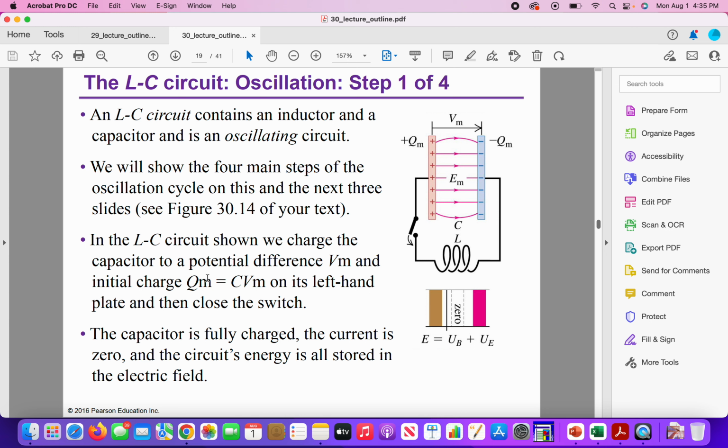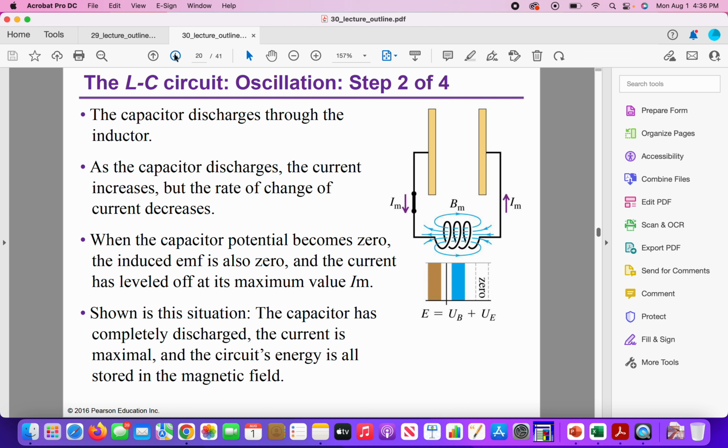Here I will say in the LC circuit, the initial charge on the capacitor is Q maximum equals C V maximum. We then close the switch, and the capacitor is fully charged. Remember, we don't have an EMF in the circuit, so the current is first 0, and the circuit energy is all stored in the electric field of the capacitor.